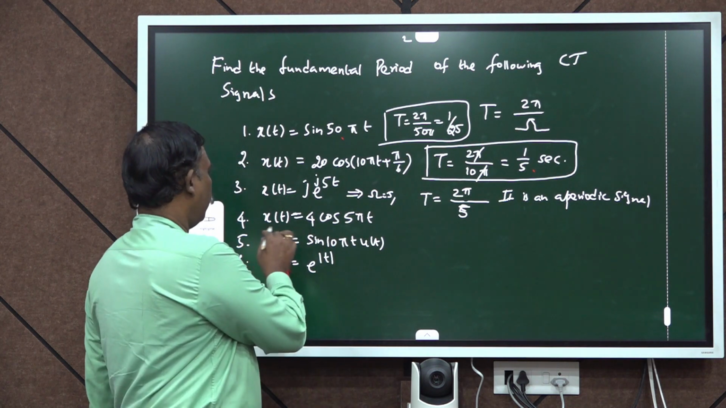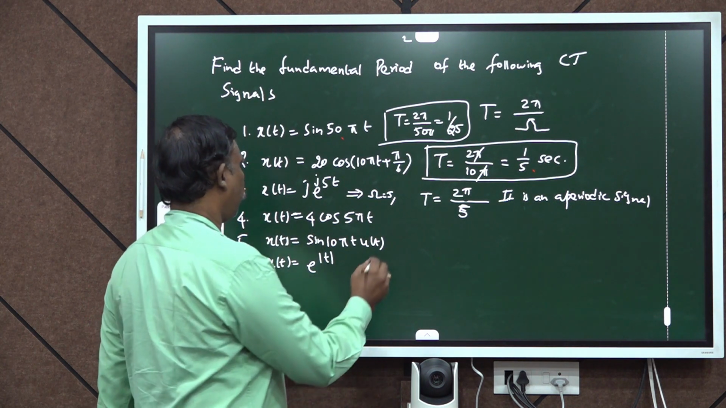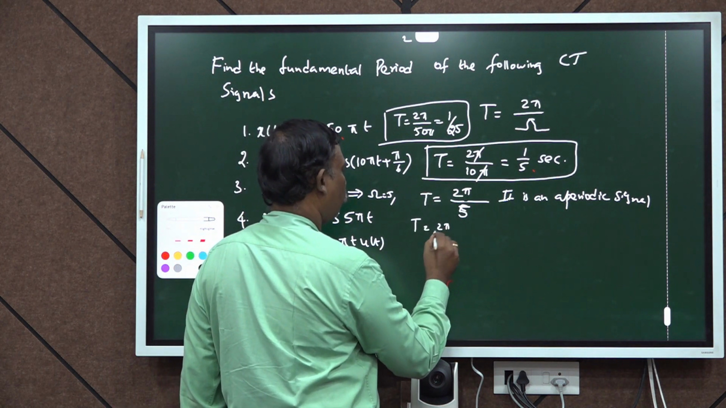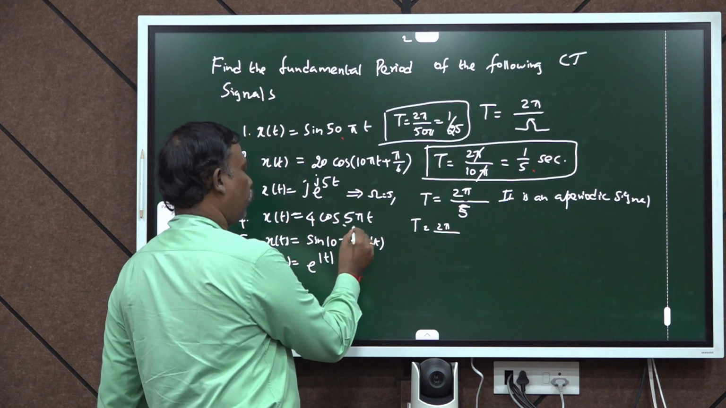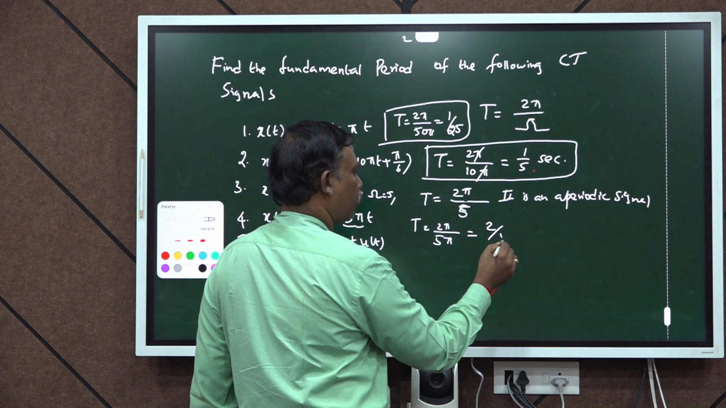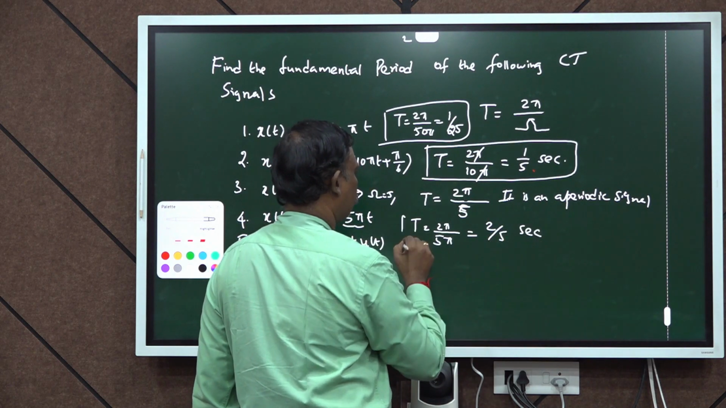And I want to discuss the fourth problem. T is equal to 2 pi by omega. Here you see that omega is 5 pi. So 2 by 5 seconds is the answer.